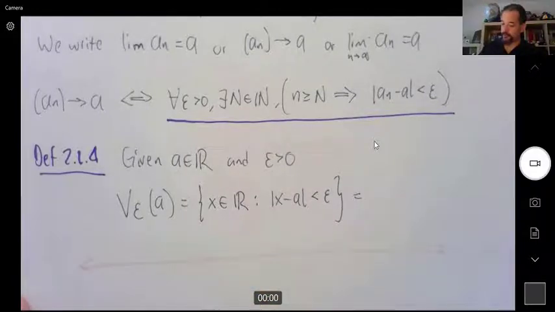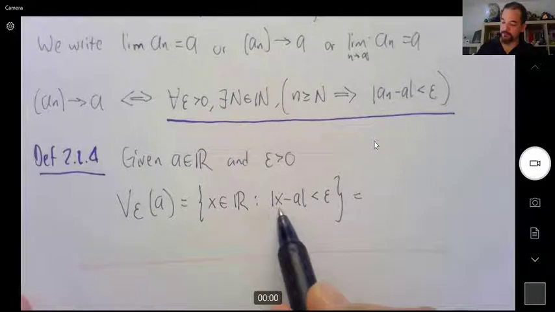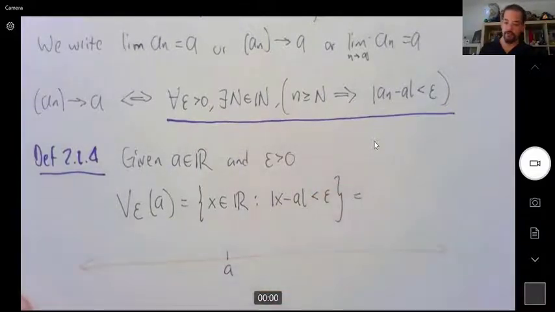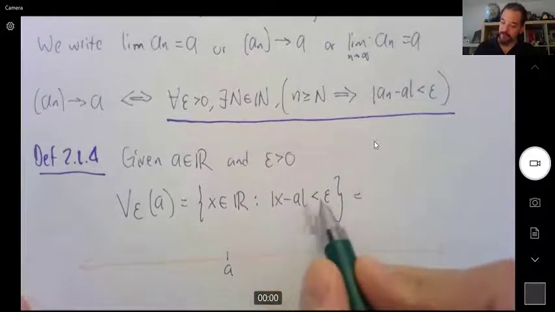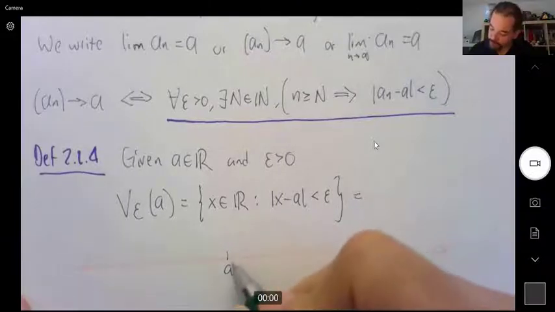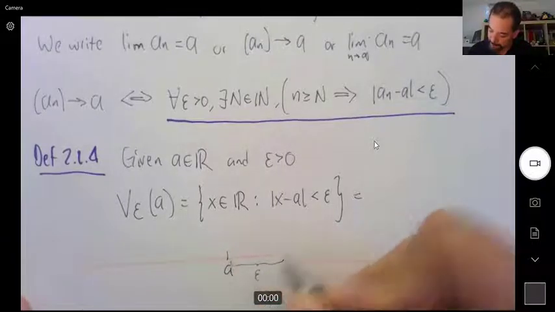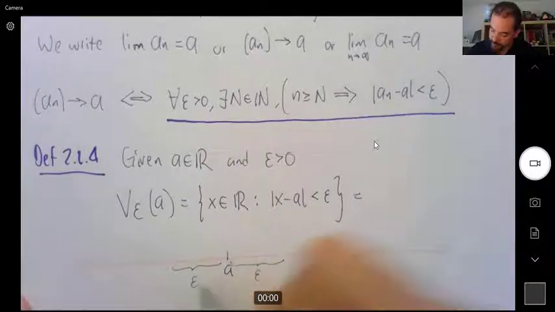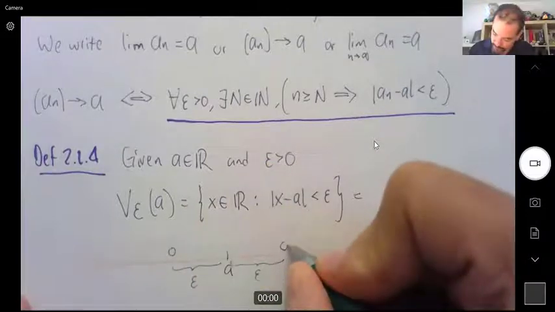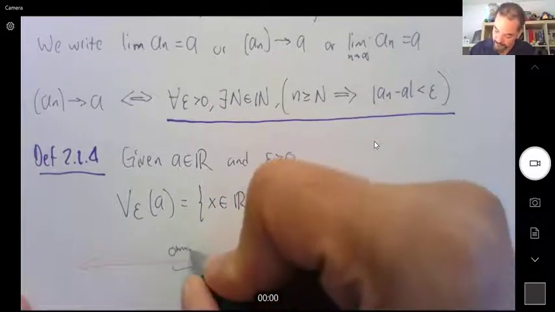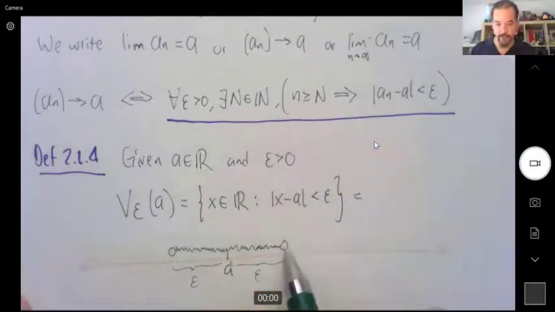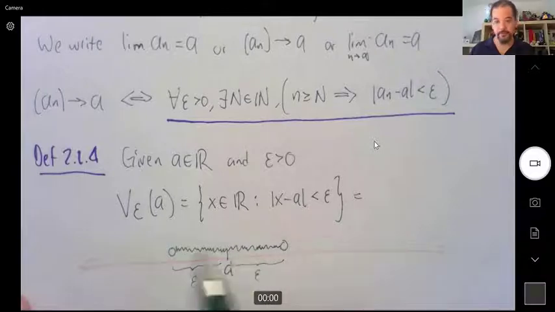Now remember what we talked about. This means the distance from x to A is less than epsilon. So somewhere over here is A. And what we're saying is pick the points that are within epsilon of A. That means I go epsilon units this way, and I go epsilon units this way, and I include everyone in between except the endpoints, because this is strict, right? So it's all of these, everything from here to here without including the endpoints.